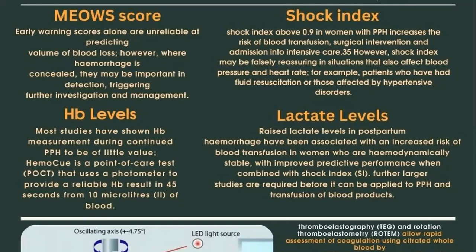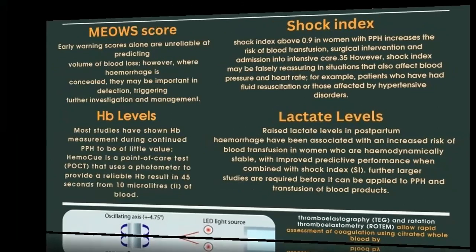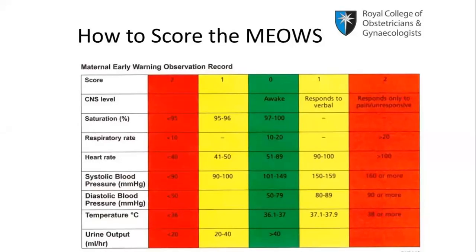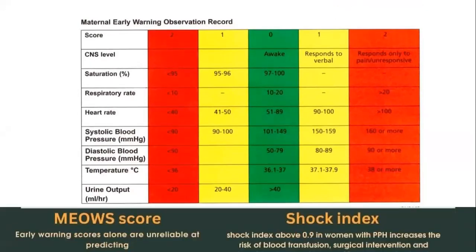However, it can be important when the hemorrhage is concealed, because it's going to tell you when to go for further investigation. All of us know how to score the maternal early warning observation record. And according to the score, you are going to be alerted that your patient is having internal blood loss. She's not doing well, so you need to arrange for further investigation.